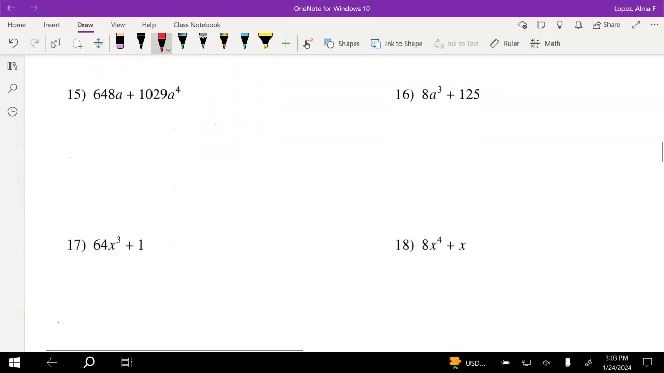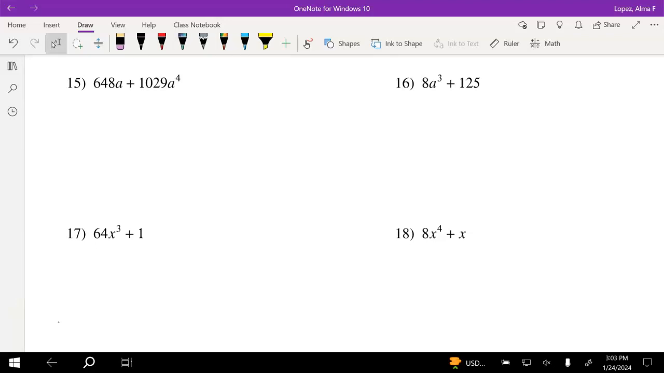Now, on number 15, that actually looks like it may have something in common all the way across. I'm going to see if 3 divides into 648. Yes, 3 times 216. I could break it down more, but I don't want to. 1029 divided by 3 would be 343. Okay, they both have a 3 in common. I just started looking to see what they had in common. They also have an a in common. So on these, you would have to take out the greatest common factor.